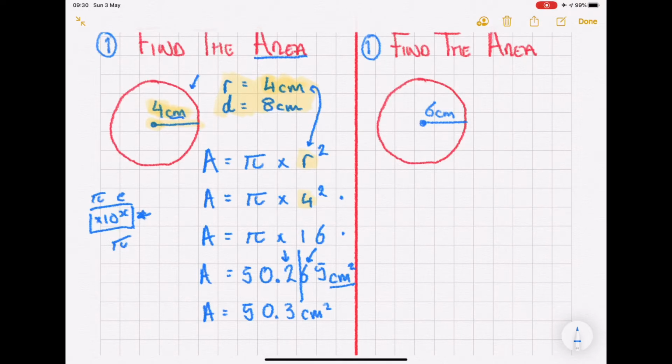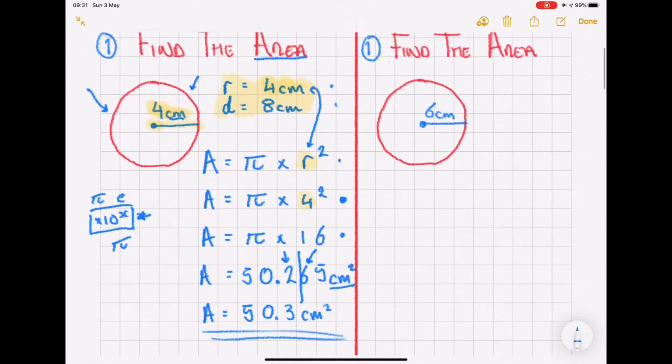So the final answer for the area of this circle up here is 50.3 centimetres squared. And we do that by finding the radius and the diameter, writing out our equation, substituting in our radius, squaring our radius, and then typing it all into the calculator and finding it to one decimal place. So it's actually quite straightforward and methodical to find the area of a circle.